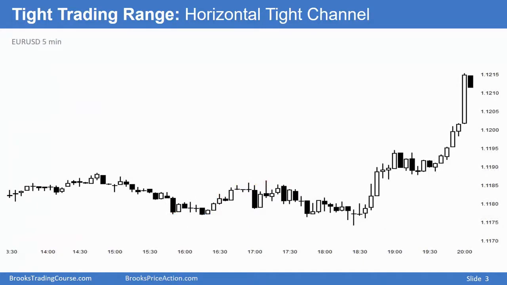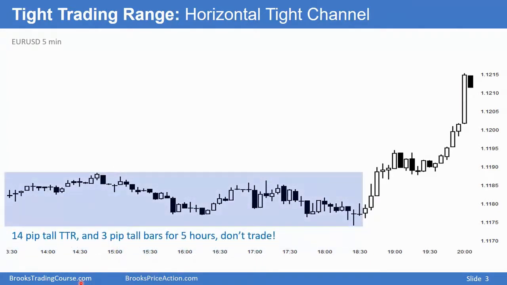Here's a 5-minute chart of the euro market, and you can see we're sideways here. In fact, we're sideways all the way here, and then we get a bull breakout and a second leg up. Take a look at the height of this range. The range lasted about 5 hours, and the height of the range, top to bottom, was only 14 pips. The average bar was only about 3 pips tall for about 5 hours. When that's the case, you should not take a trade.